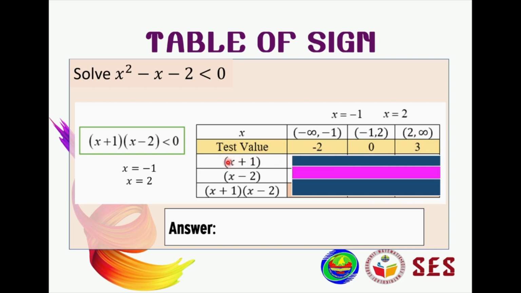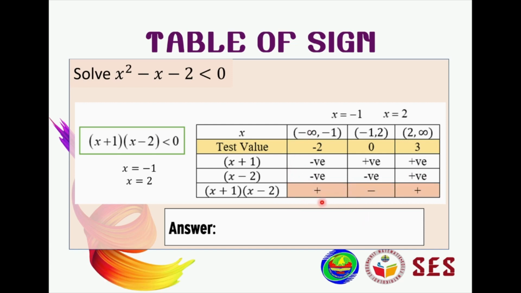If I put them in x plus 1, let's say 0 plus 1 is 1. It's a positive number, that's why I put a positive here. Now for x minus 2: for 0, 0 minus 2 is -2, a negative number. Same goes for -2 minus 2, which is -4. 3 minus 2 is 1, which is a positive number. Then we multiply these two and get the final sign. Negative times negative is positive, positive times negative is negative, positive times positive is positive.